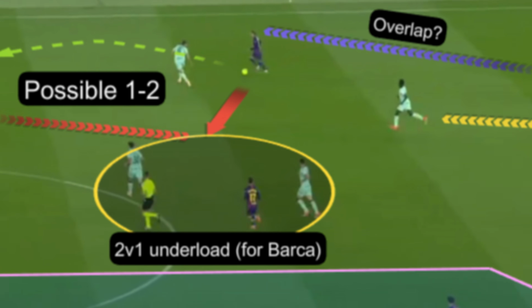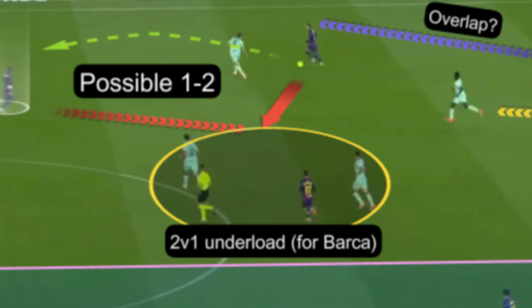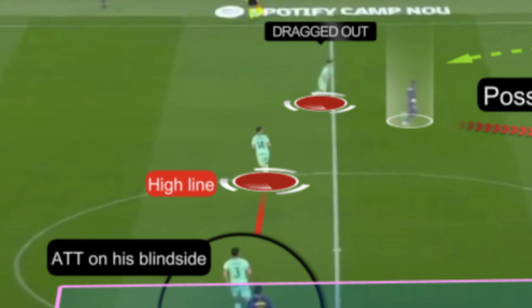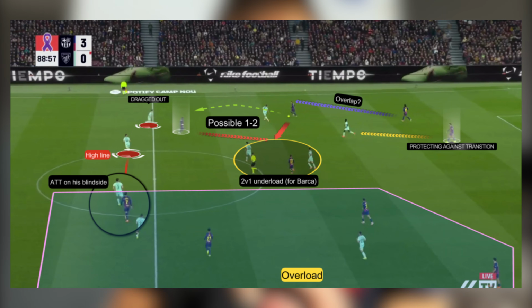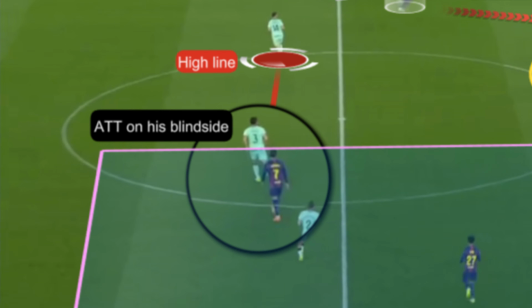If we go further into the pitch, we can actually see in the centre here, there's a 2v1 underload for Barcelona, where 2 players are marking 1 person. We can also see the very high line from the opposition team. And then if we go to the near side of the pitch, we can see here that Barcelona have a massive overload. And then if we even hone into their positioning, we can see that this attacker is on the blind side of his opposing defender.